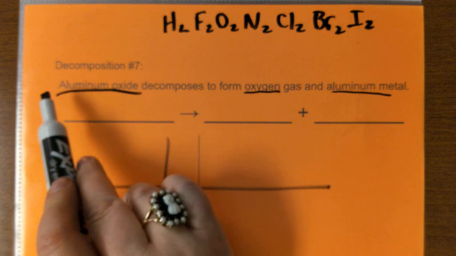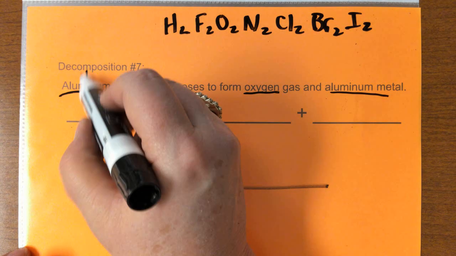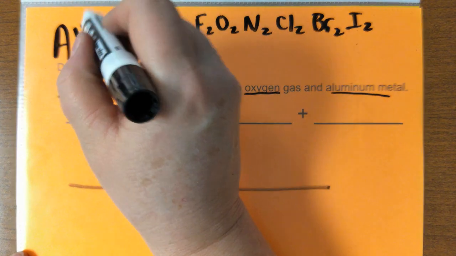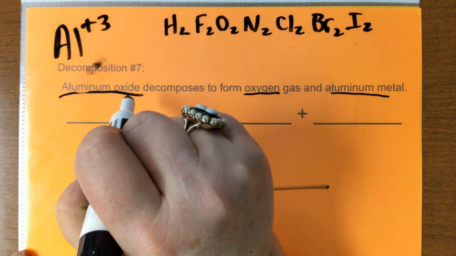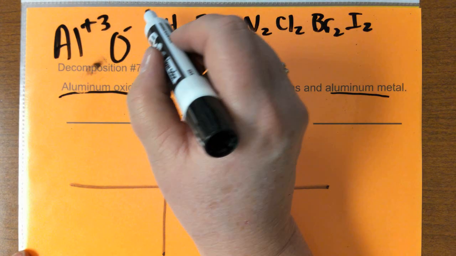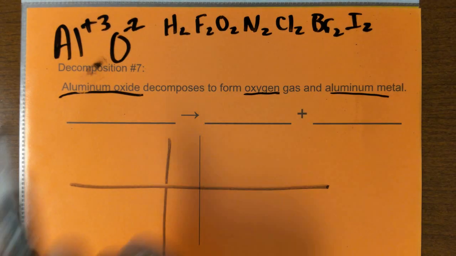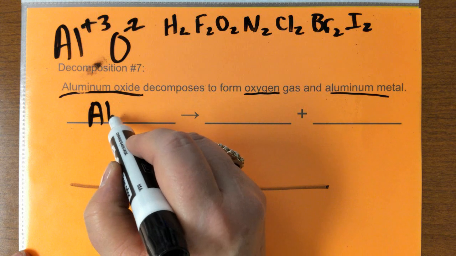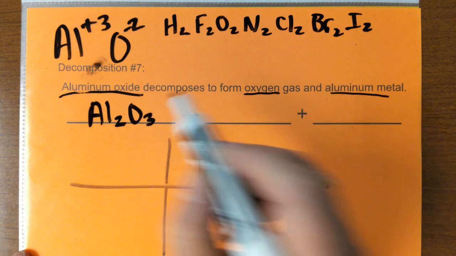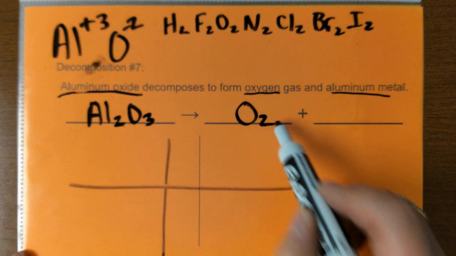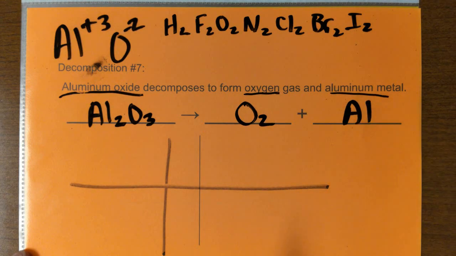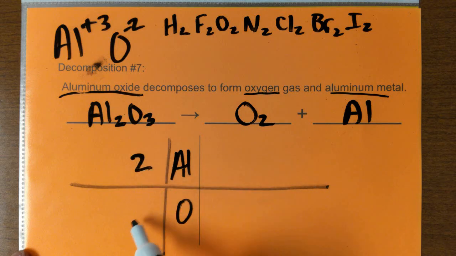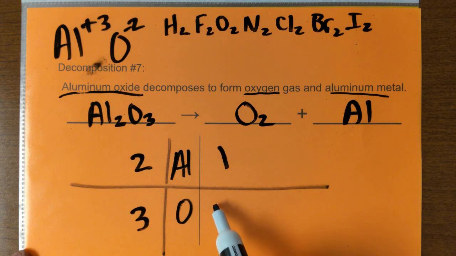Aluminum oxide is an ionic compound. Aluminum's going to be your positive ion. It will lose 3 electrons. Oxygen is your negative ion. It gains 2 electrons. Those charges do not zero out, so I'm going to cross and drop. I get Al2O3. Oxygen is a diatomic. Aluminum is not. So I've got aluminum and I've got oxygen. On this side I've got 2, 3, 1, and 2.